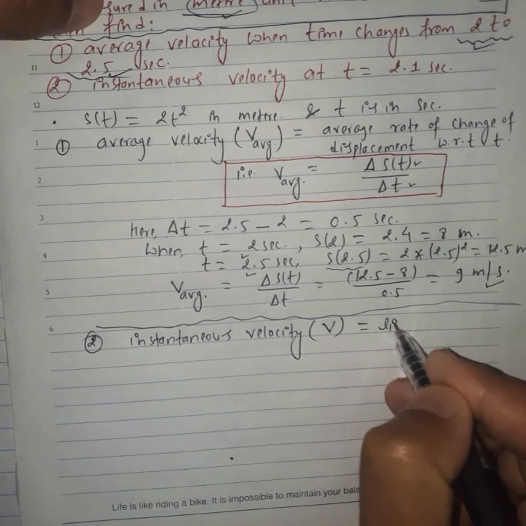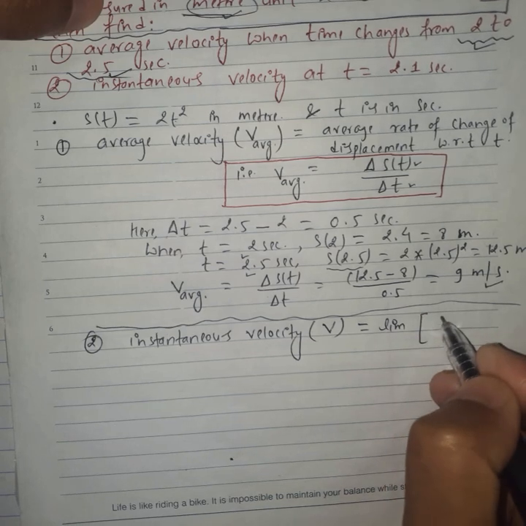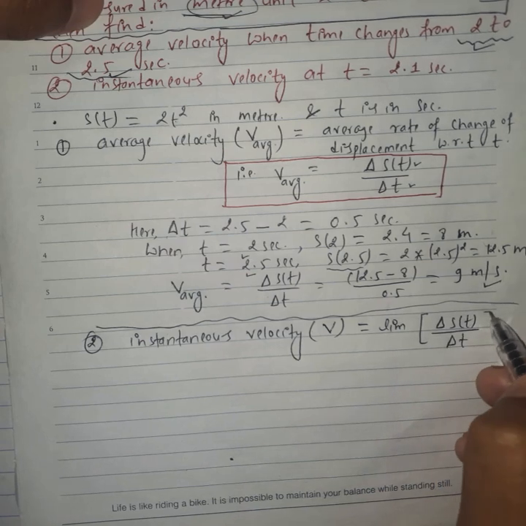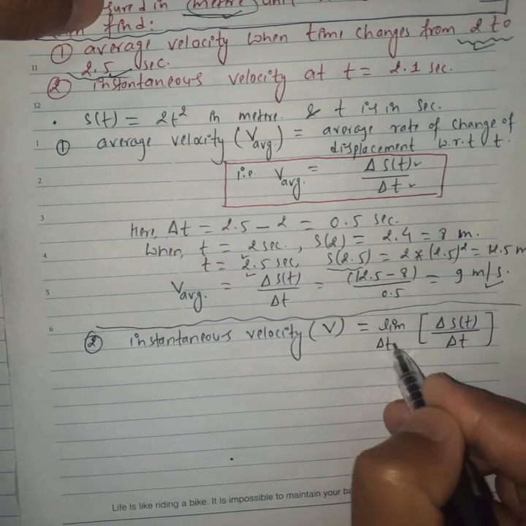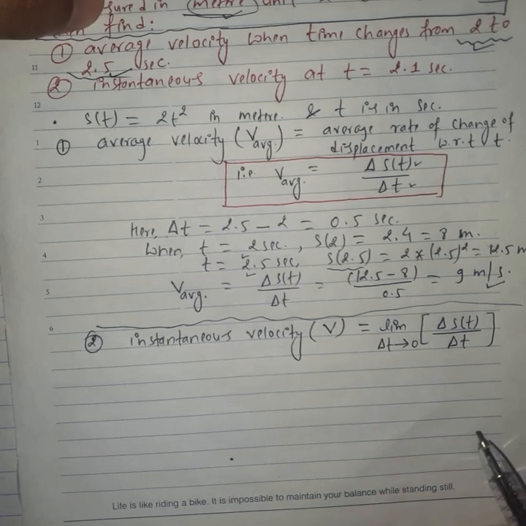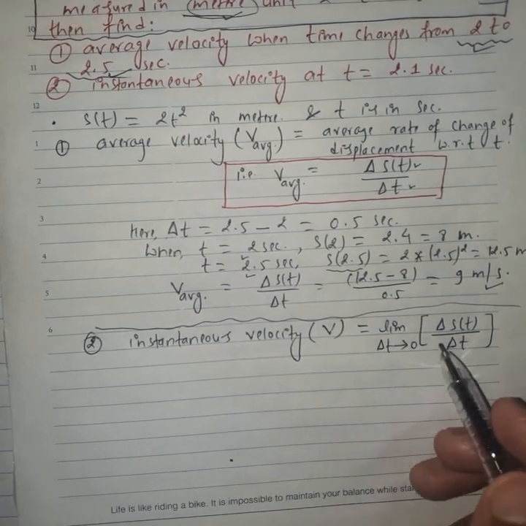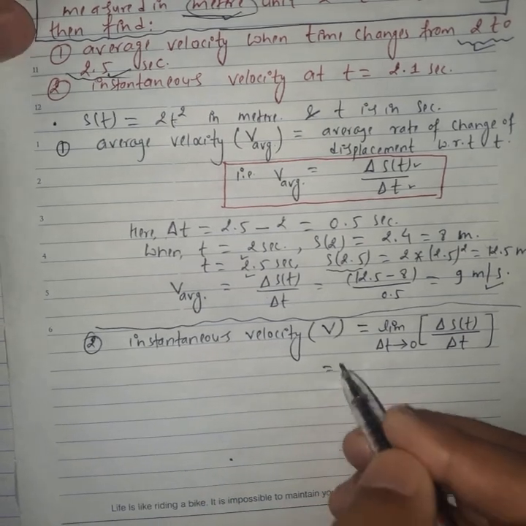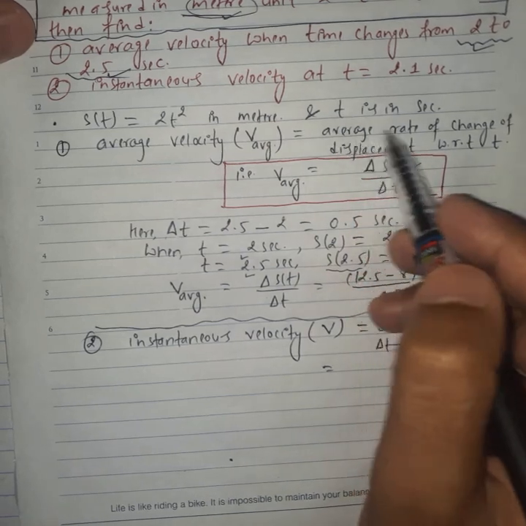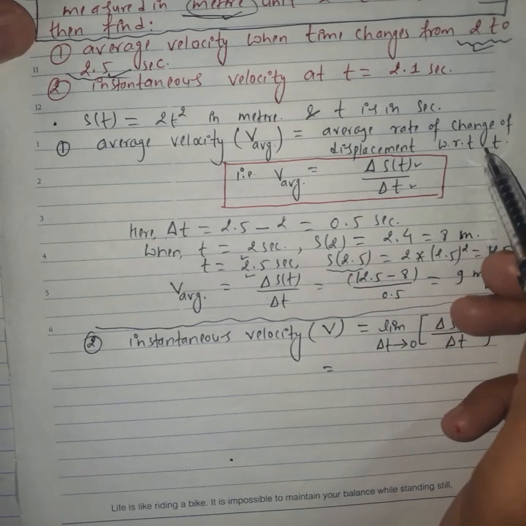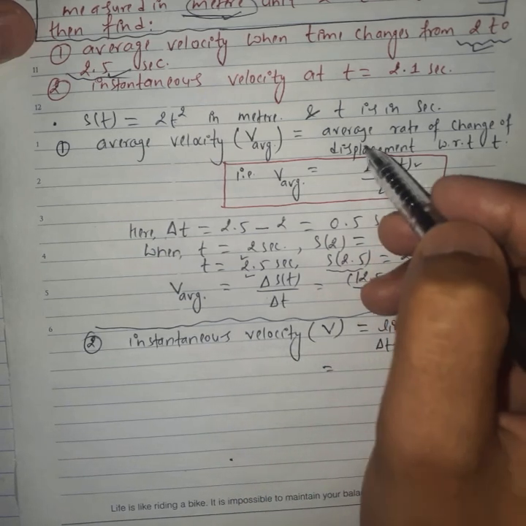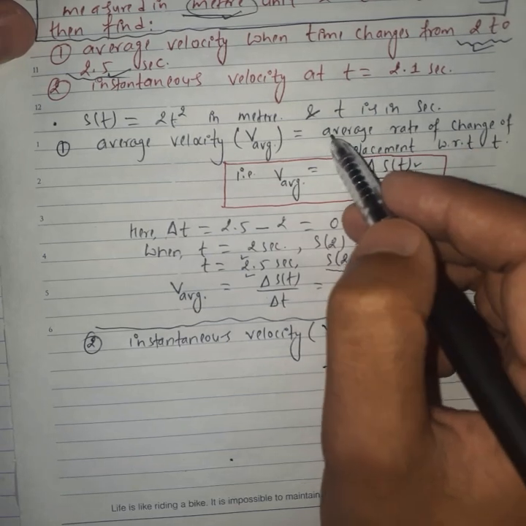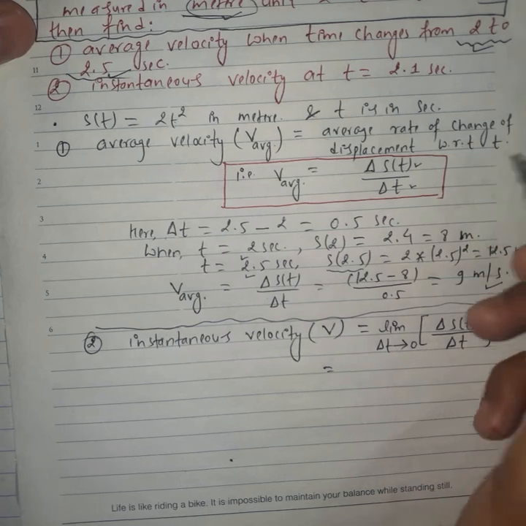It is defined as the limit of the function delta s of t over delta t when the value of delta t approaches 0. It is the mathematical definition for the instantaneous velocity. The average velocity is the average rate of change of the displacement with respect to time, but the instantaneous velocity, just replacing the word average by instantaneous, is the instantaneous rate of change of displacement with respect to time.